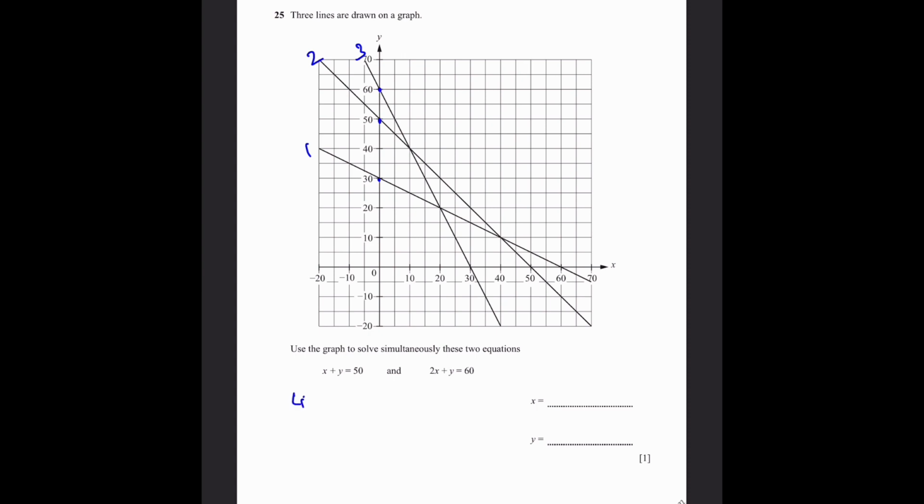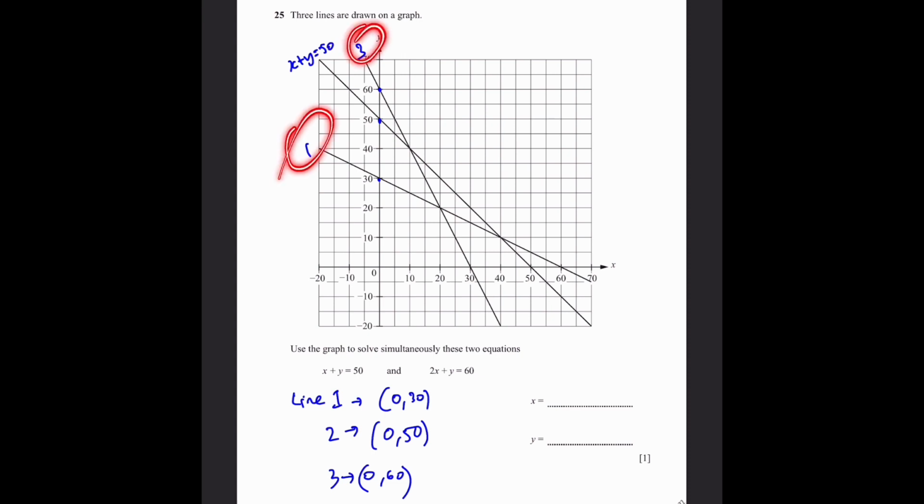So line 1 has x value 0, y value 30. So 0, 30. Number 2 has 0, 50. And number 3 has 0, 60. So over here, which one satisfies this? We add x and y, we get 50. So this one, when we add them up, we get 50. So line 2 can be relabeled as x plus y is equal to 50.